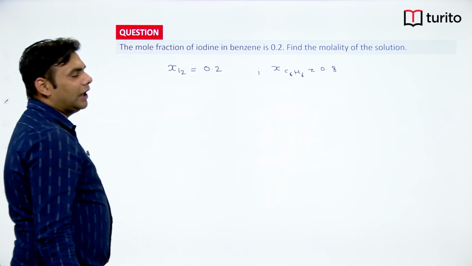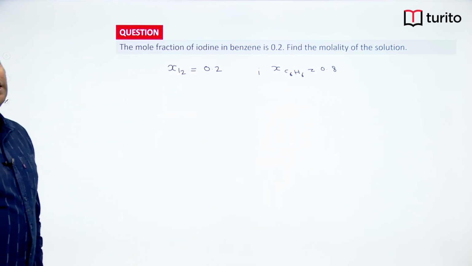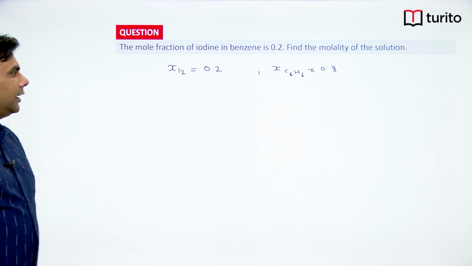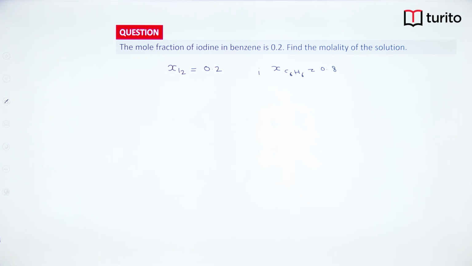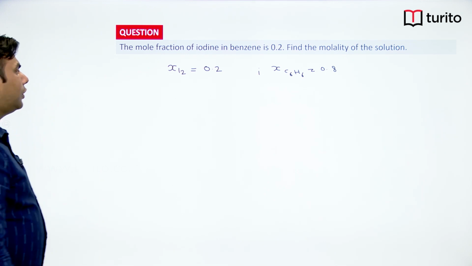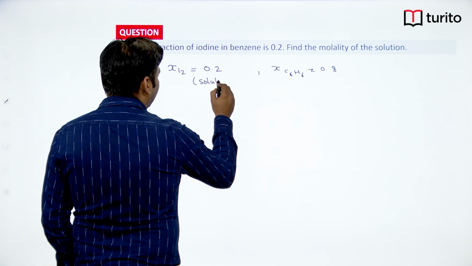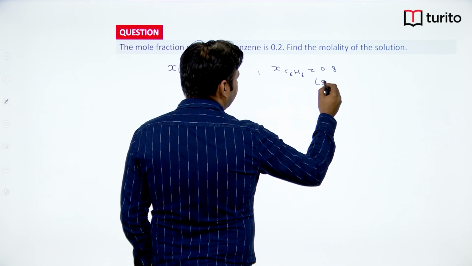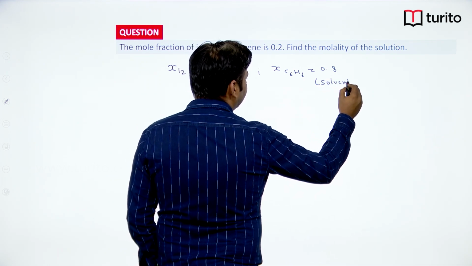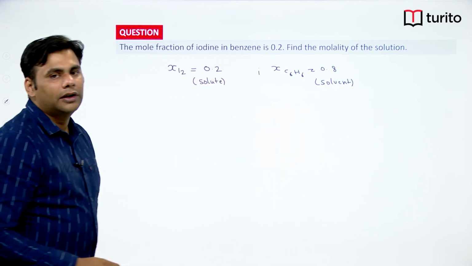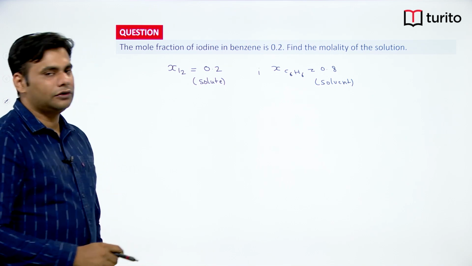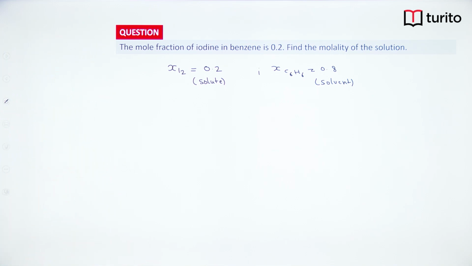To find the molality of the solution, we would need the number of moles of solute. Out of iodine and benzene, which is the solute? Iodine is present in small quantity, so this would be the solute and benzene would be the solvent. So before finding the molality, just confirm which is the solute and which is the solvent. The mole fraction of iodine is 0.2 and the mole fraction of benzene is 0.8.